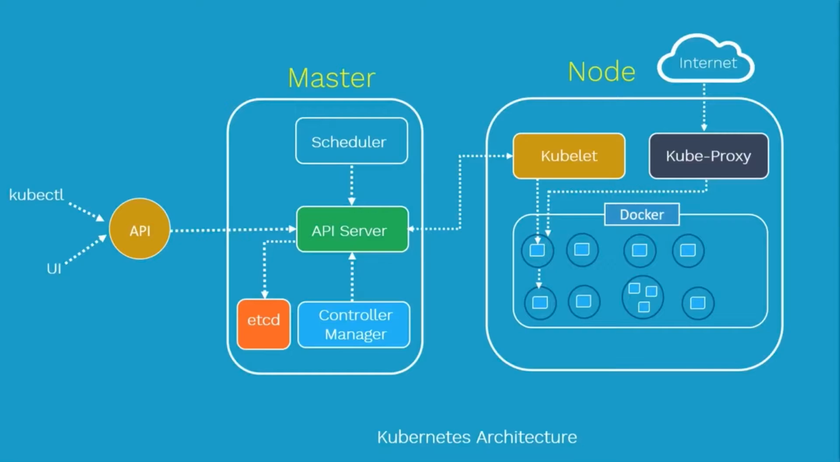Next, the scheduler. It is responsible for physically scheduling pods across the nodes inside the cluster. Next, the controller. The controller is responsible for the overall health of the entire cluster. It ensures nodes are up and running and the correct number of pods are running as mentioned in the spec file.